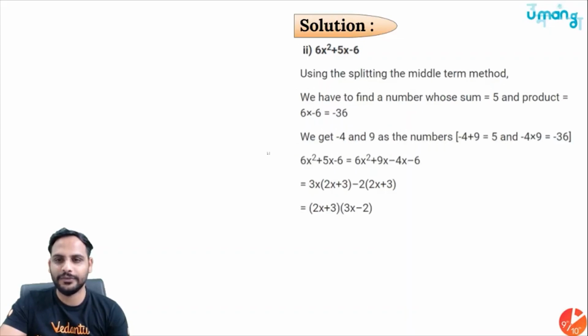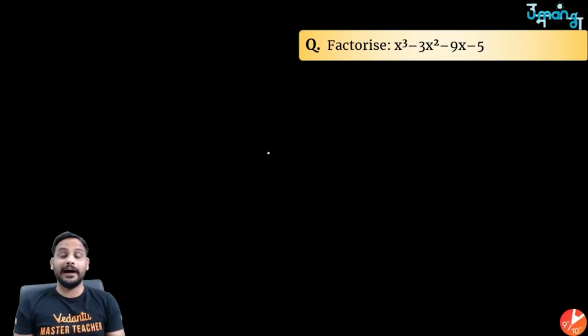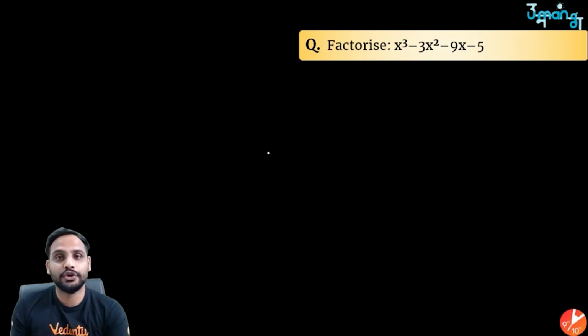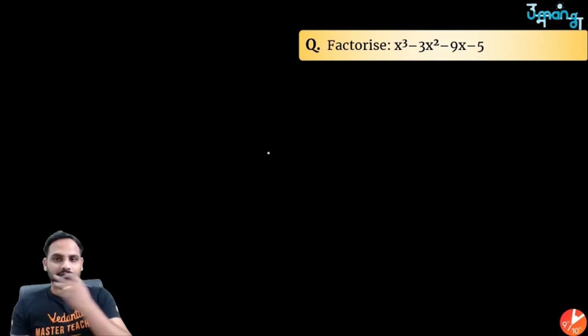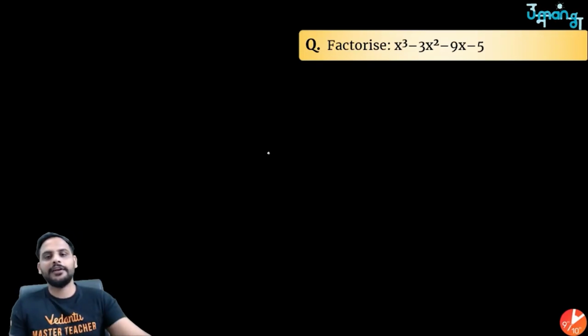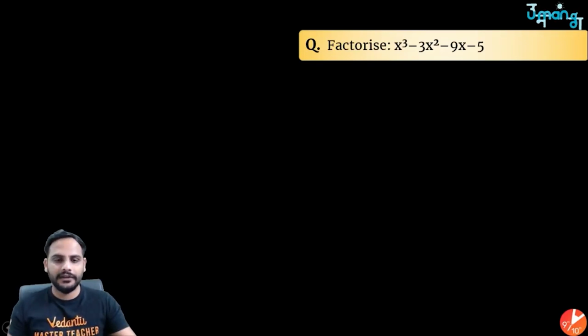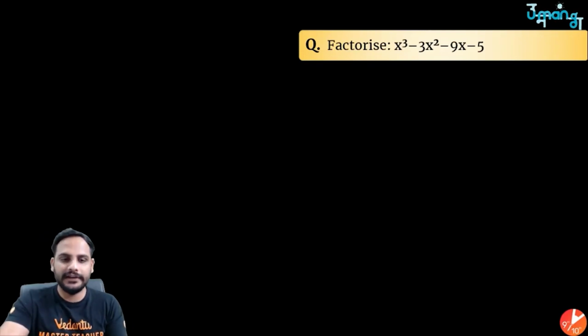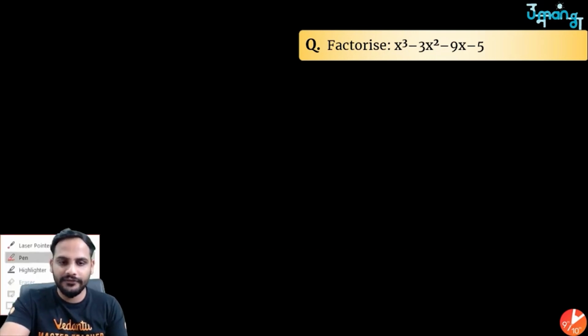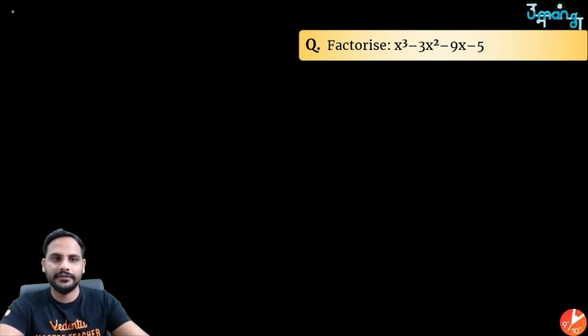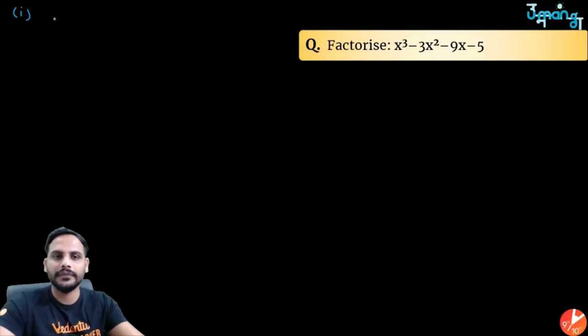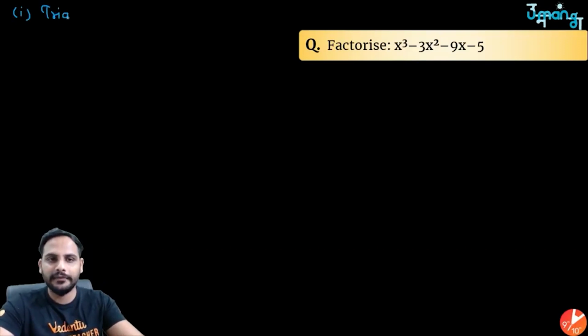Let's go for the next question. Next question coming your way is this. This question is a cubic polynomial. We need to factorize the cubic polynomial now. For a cubic polynomial, the factorization is done in 3 steps. What is the first step? The first step is the trial and error method.